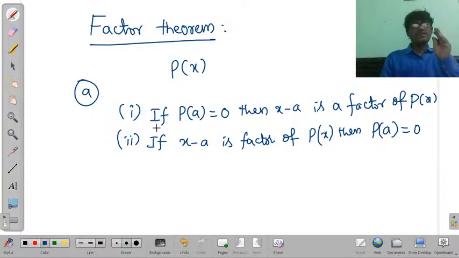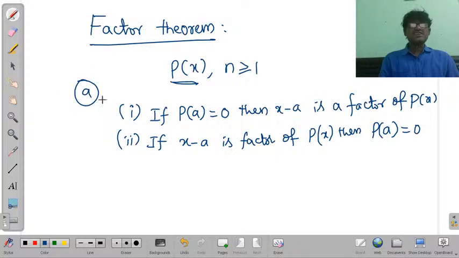Let me repeat again. If p of x is a polynomial of degree n, which is greater than or equal to 1, and a is any real number, then if p of a equal to 0, then x minus a is a factor of p of x. If x minus a is a factor of p of x, then p of a equal to 0. How does it come? This is simply the extension of the remainder theorem.